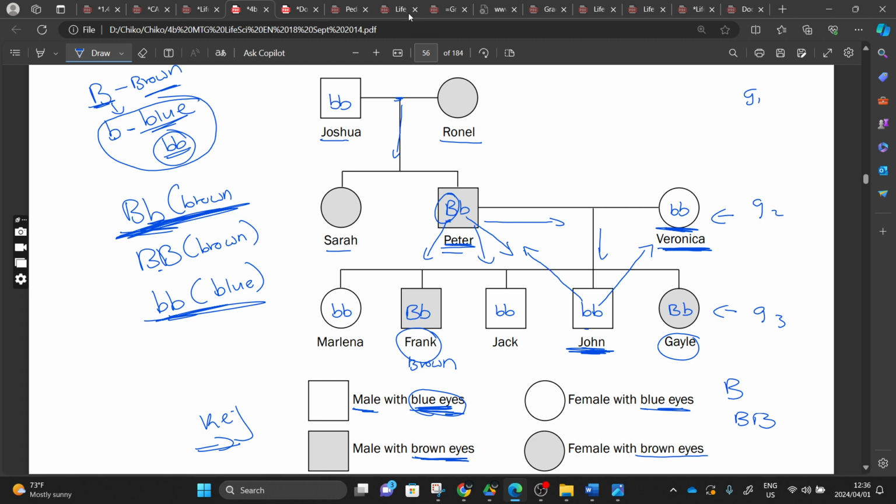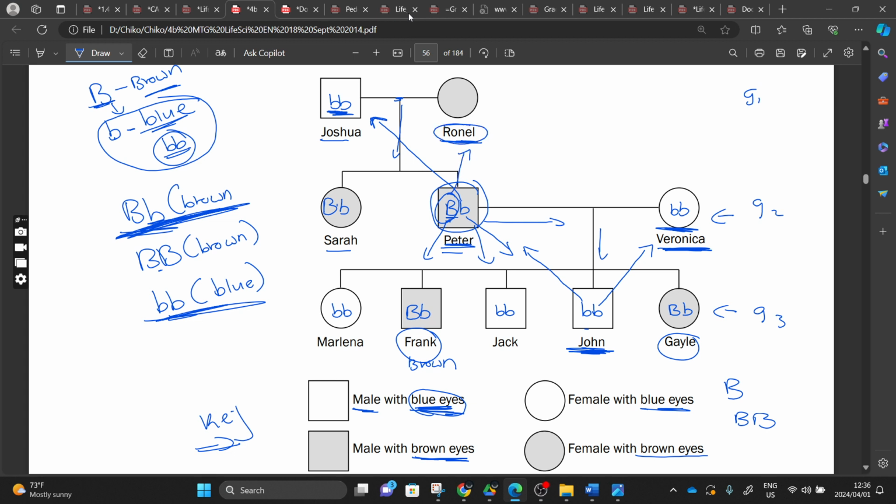Then let's go up. With this one, we have solved that Peter is capital letter B and small letter b. It means that the small letter b, he got it from Joshua. Since we know that Joshua has small letter b, Joshua is going to give the small letter b's, right? So it means small letter b here, small letter b here. And then this one, Sarah, this small letter b we get from here. And the capital letter B is going to come from Ronel, and here the capital letter B, Peter got it from Ronel, right?